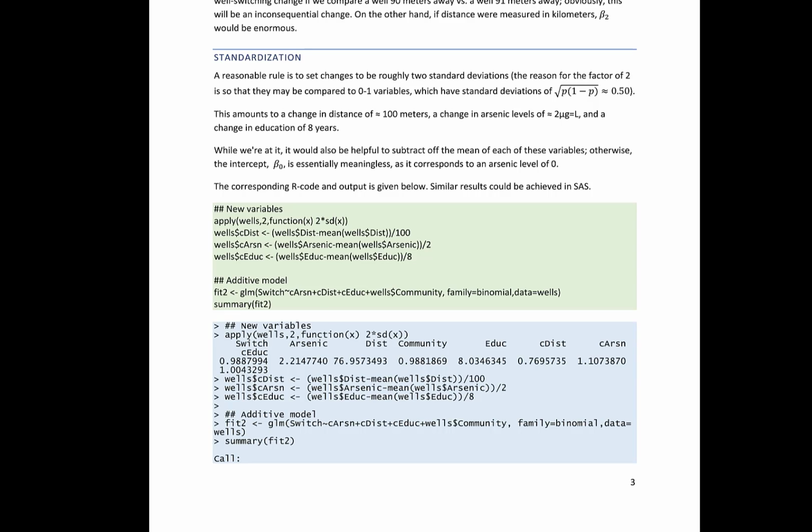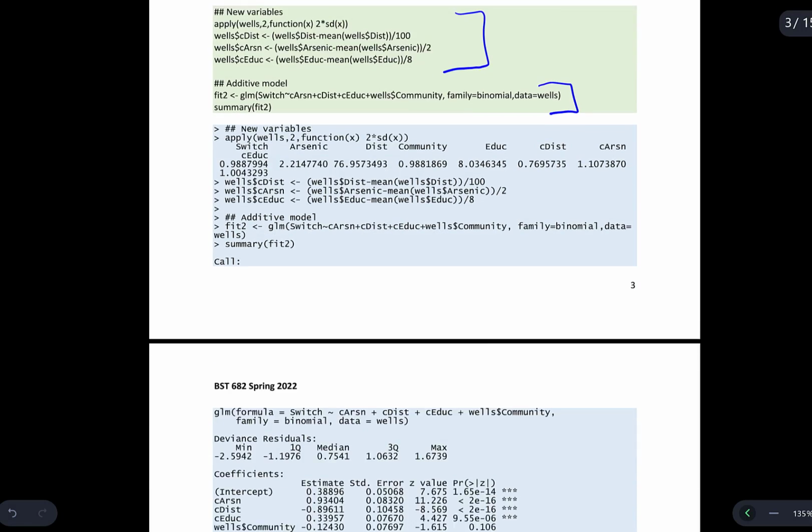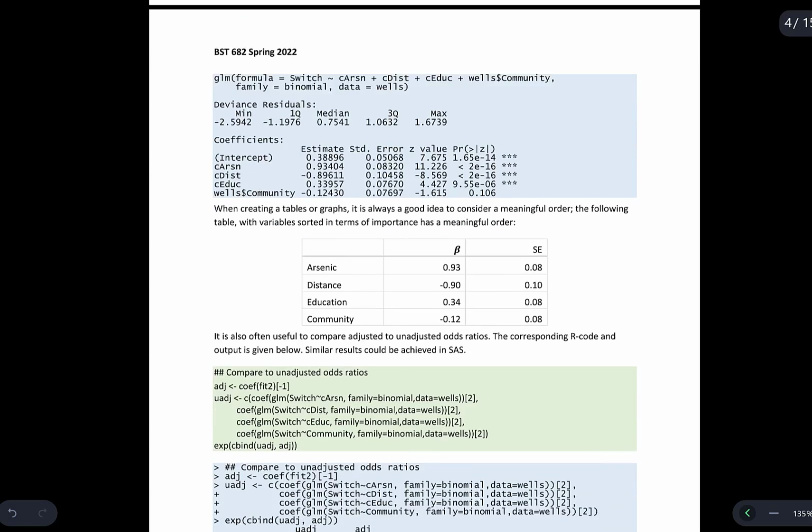Again, you can do very similar things in SAS, and we've pretty much seen either in this course or the 681 course how to do these. But the first thing we're going to do is start out by just standardizing our variables. That's what this code is doing here. You'll notice for distance, arsenic, and education, we are subtracting off the mean and then dividing by 2 times the standard deviation. And then here we fit the additive model. And then in blue is the output.